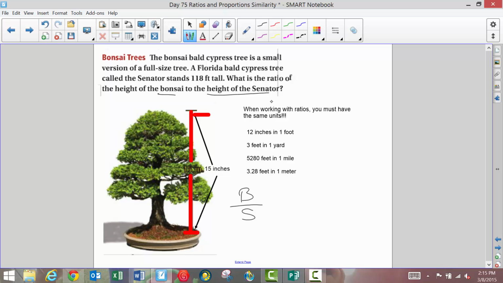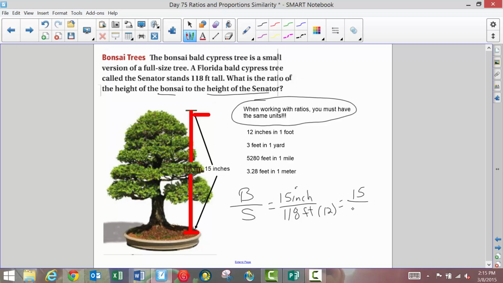Don't forget, when you're working with ratios, you have to have the same units. So I know the bonsai is 15 inches. The Senator is 118 feet. I can't compare this because I'm in different units. So what I'm going to have to do is convert the 118 feet to inches by multiplying by 12. The reason I'm doing that is I want to convert feet to inches. There's 12 inches in a foot. So 12 times 118, and I get 1416.